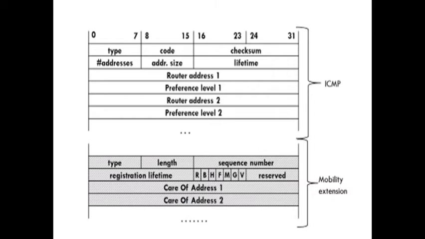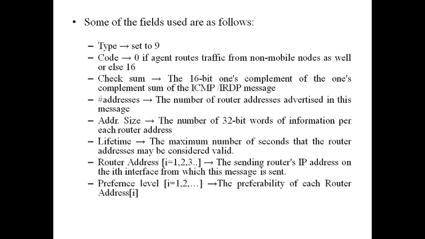In the diagram, on the right part, checksum is there. Checksum means it is a 16-bit ones complement of the ones complement, and it is based on the sum of the ICMP packet or IRDP message packet. So it is always the 16-bit ones complement of the ones complement sum of the ICMP packet message. And this ICMP packet is the upper part of the diagram, not the mobility extension.